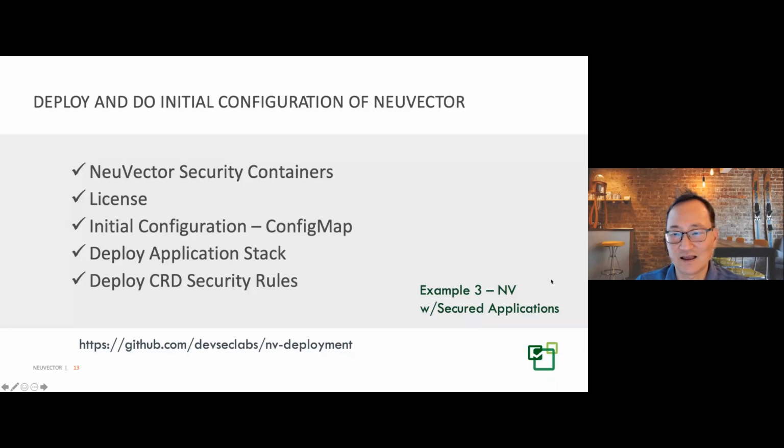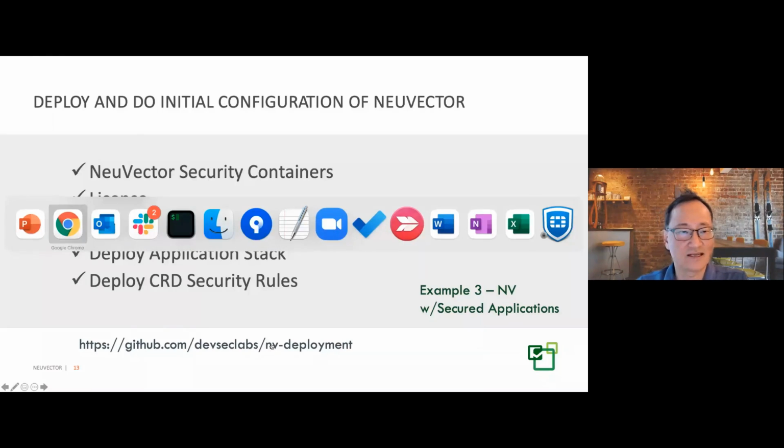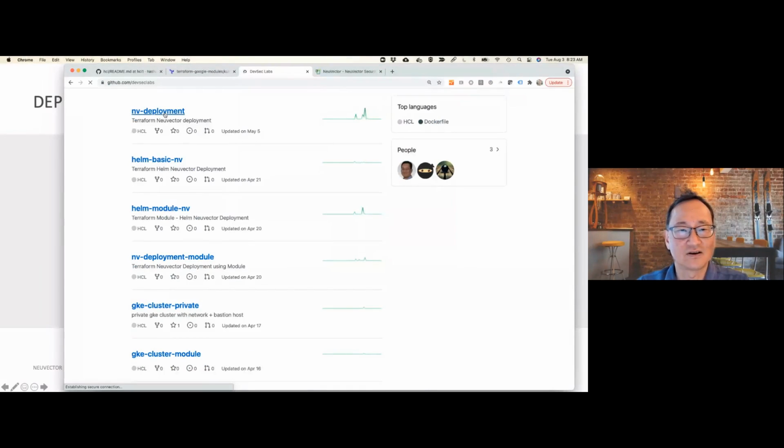So in the example 3 here, we actually deploy using a Kubernetes construct called custom resource definitions, the NuVector security rules specific for this application stack before we deploy that application. And therefore, when that application starts to run in this cluster, it's already got the protection enabled. There's no need for anybody to log in and create rules or to do any learning in the production environment. So this example here is called the NV deployment example. You can see it here.